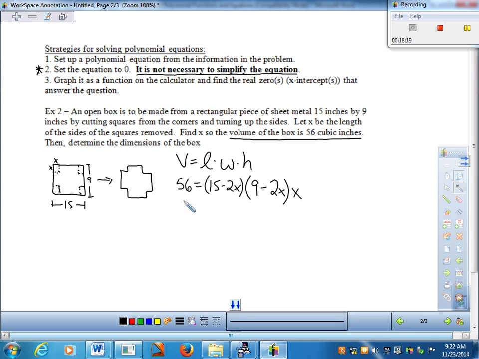What I'm going to do is just set it to 0. So watch how nice this is. I have 15 minus 2x, 9 minus 2x, times x. All I did was bring over the 56.